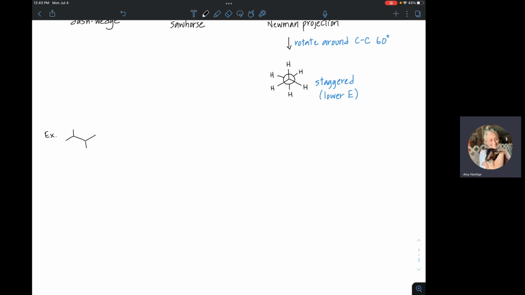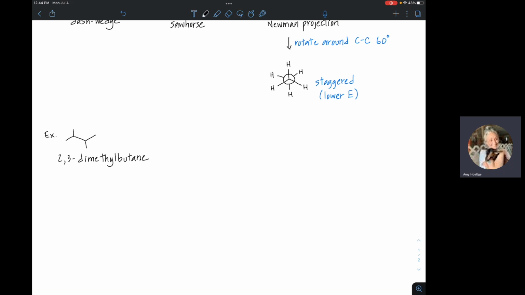So in this case, I have 2,3-dimethylbutane. Remember, for our nomenclature, we have 4 carbons in the longest continuous chain, and we have 2 substituents, 2 methyl groups, one on carbon 2 and one on carbon 3.